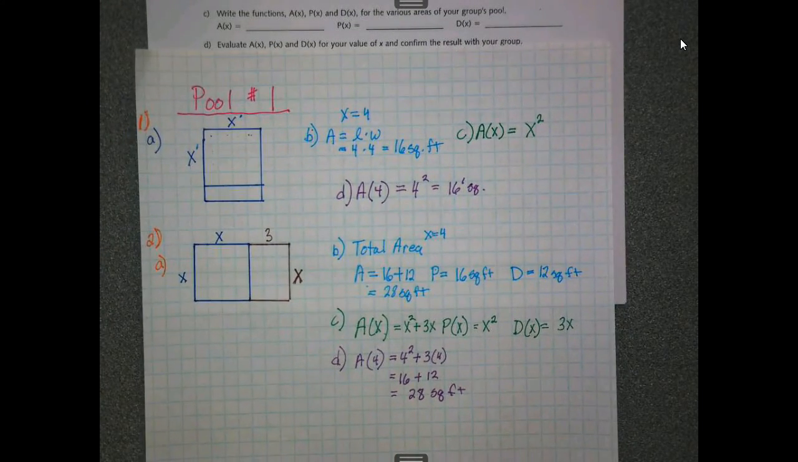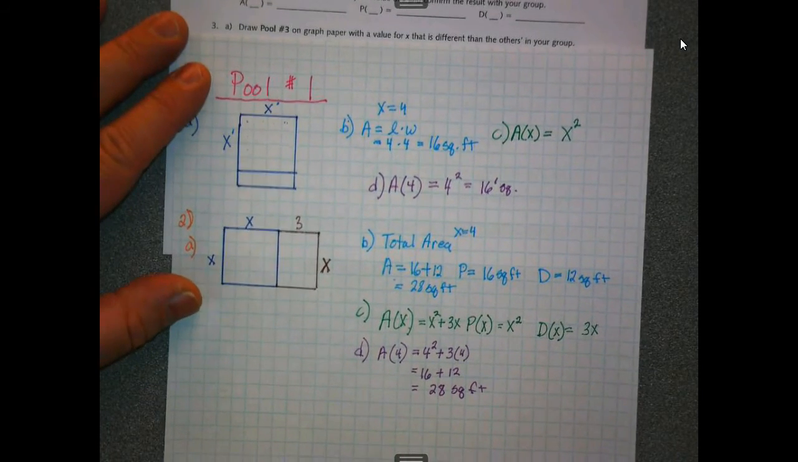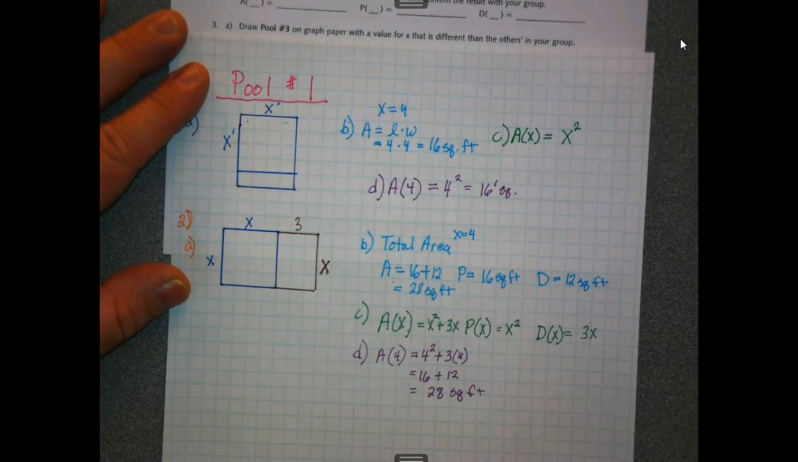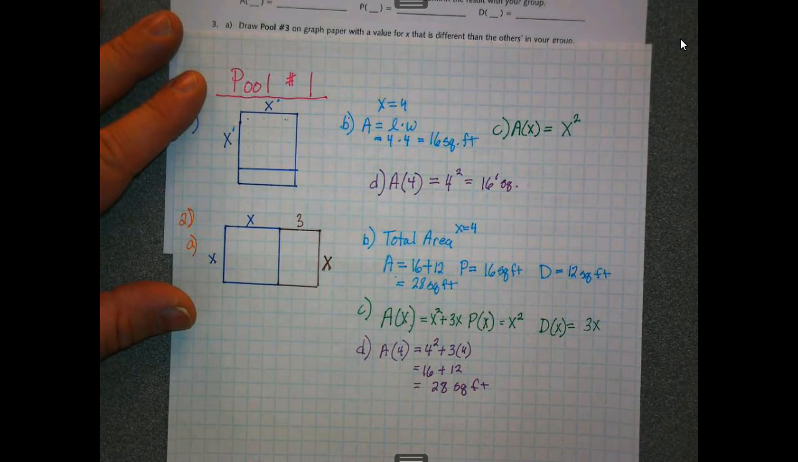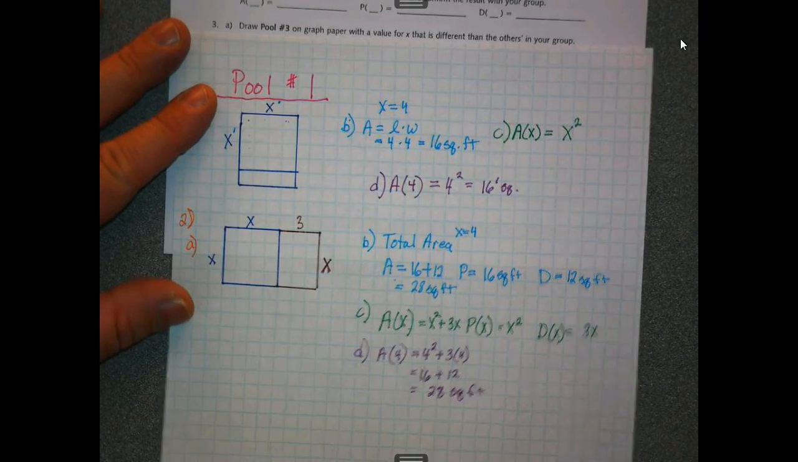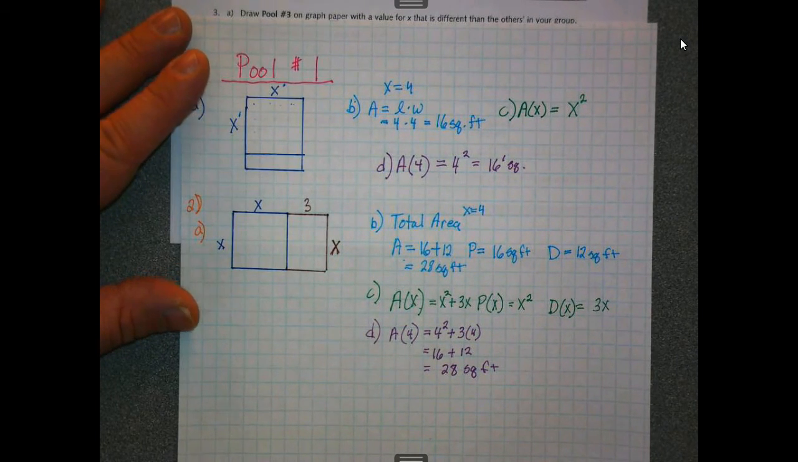All right. One more question, and then you guys should take it from there. Number 3. Draw pool number 3 on graph paper with a value of x that is different from the others in your group. Now, I hope everybody's got a different x that they're using, or at least not the same as me.